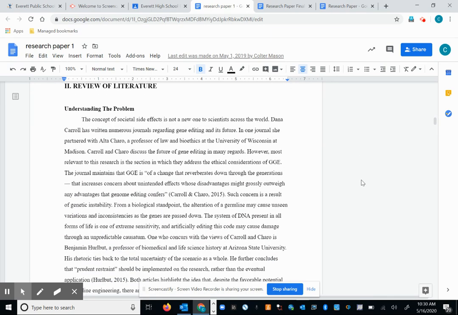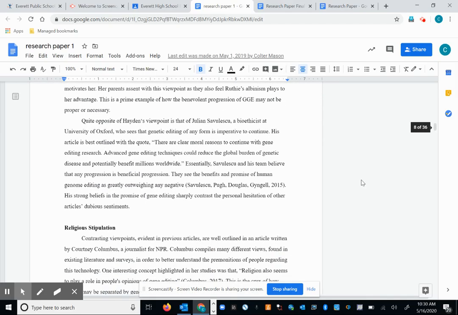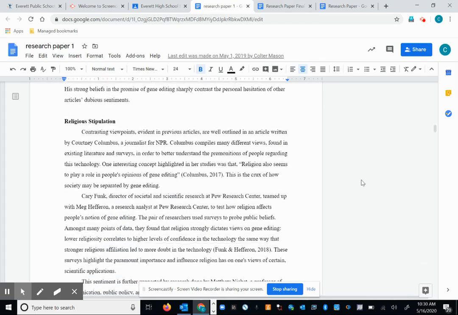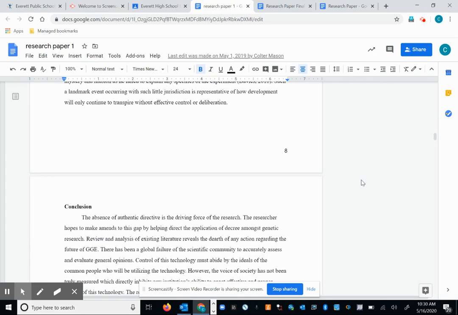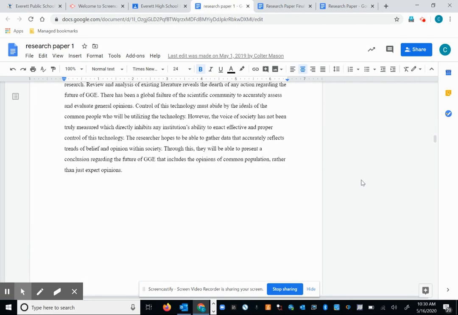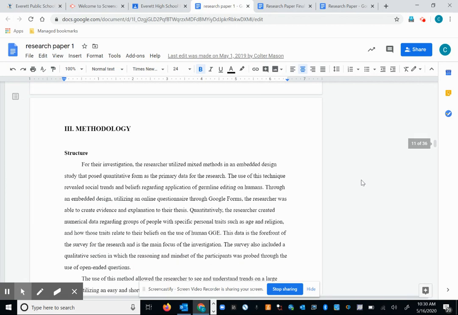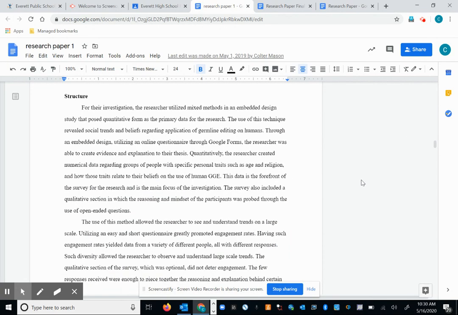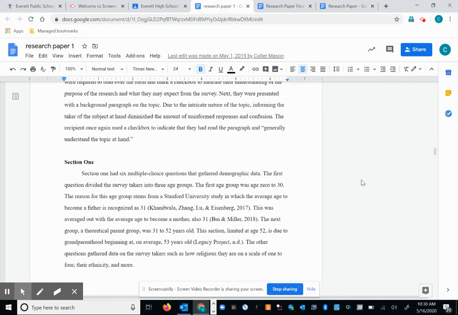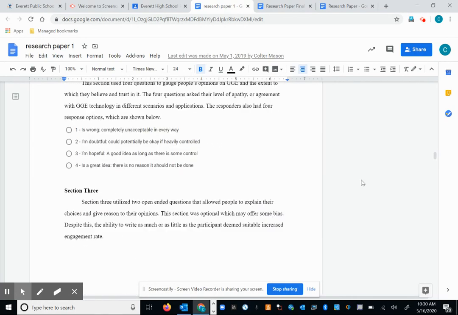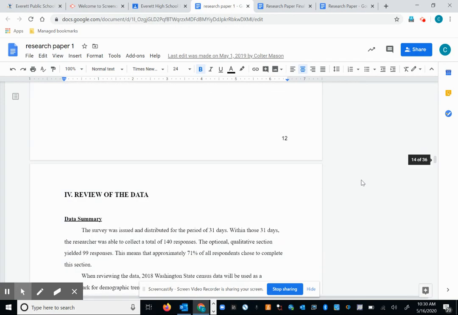Review of literature, so then they have their categories, as you can see, that are all broken out. Everything's in the same font. All the topics are in bold, and they're the same size. So some of you that have things that are in weird fonts and sizes, take note. Then they have their conclusion to their lit review. Then they have their methodology, so they talk about the structure of it, how it was set up. Then they get into before the survey, and then section 1 of the survey, section 2, section 3, so they had it broken up.